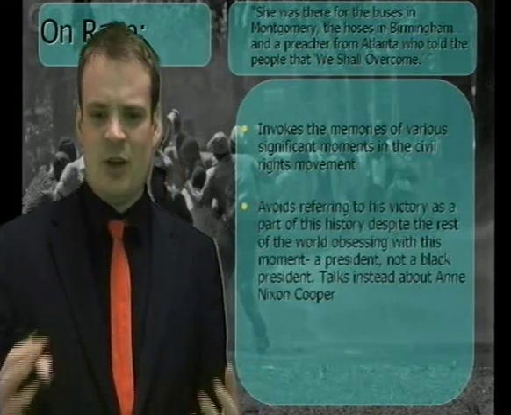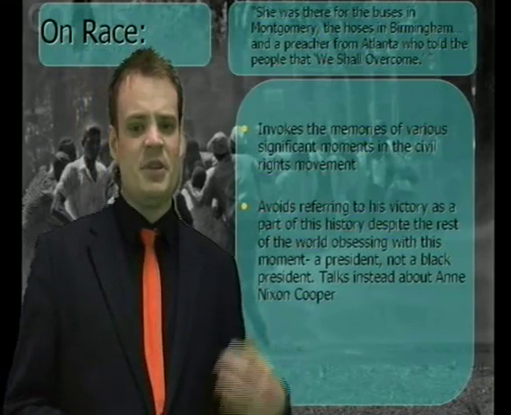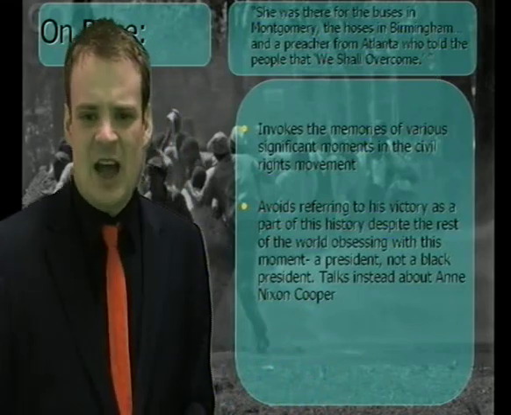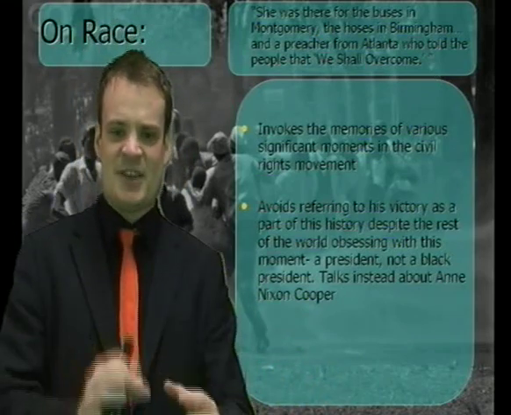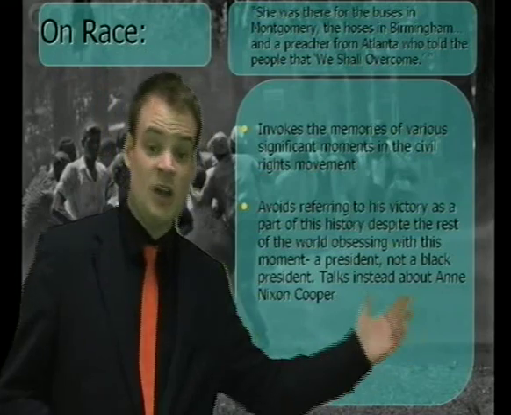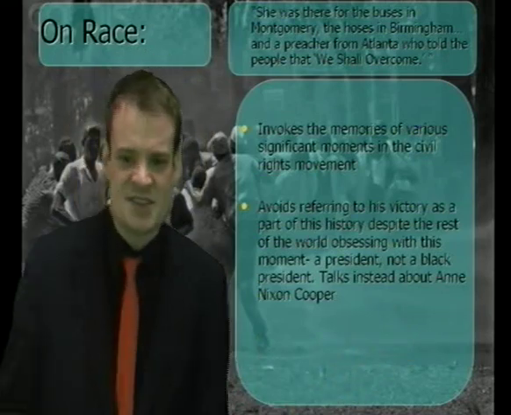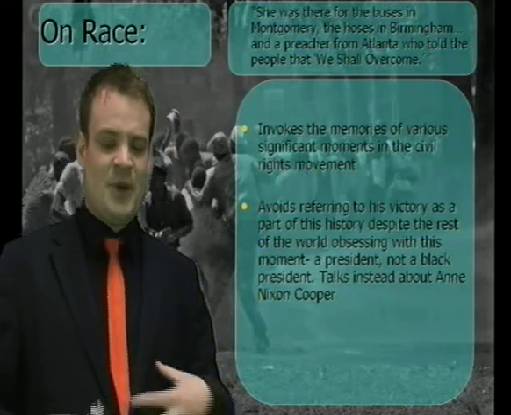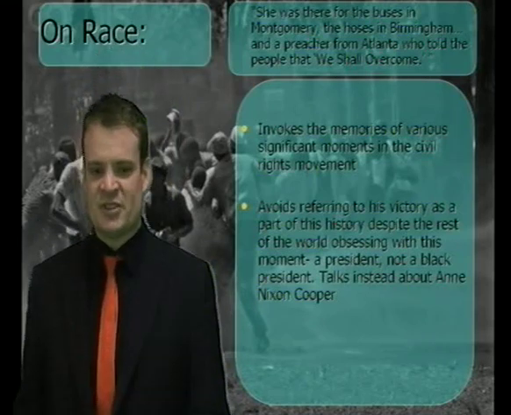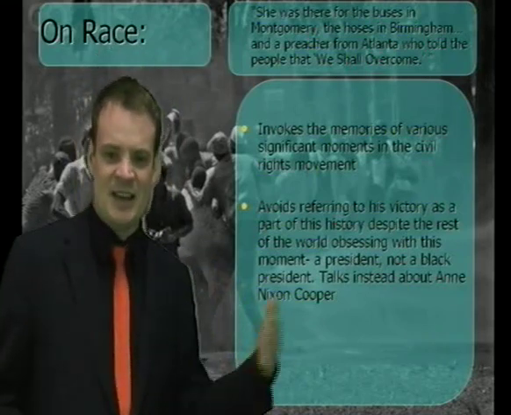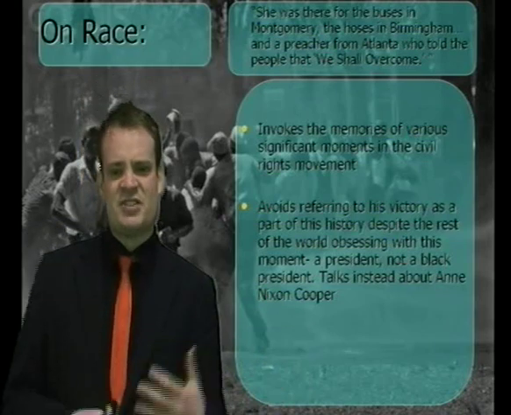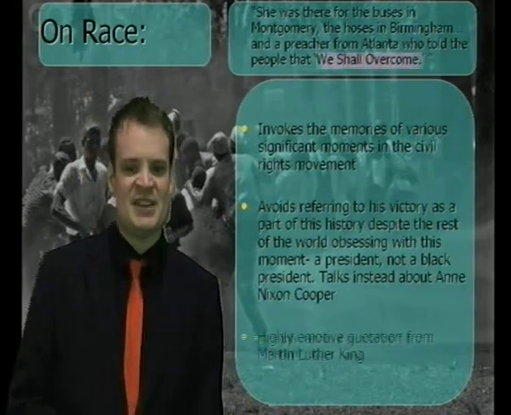Instead, he's picking on Annie Nixon Cooper, the 106-year-old he talks about in his speech, and he's avoiding referring to his victory as part of this history, even though the rest of the world's talking about it as a victory for civil rights. He's defining himself as a president, not a black president, but by referring to Annie Nixon Cooper, he's kind of demonstrating that he's aware of the racial element of his election.